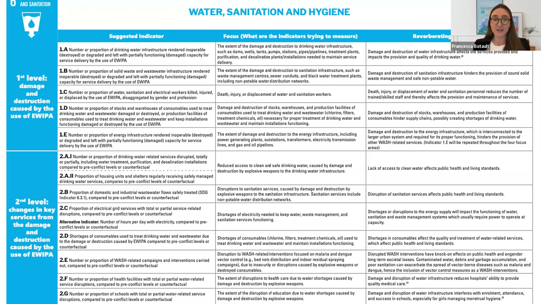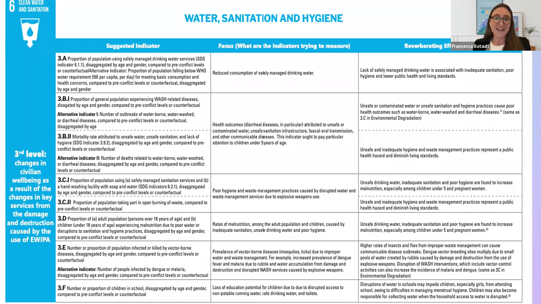For instance, as you can see in the case of indicator 2C here, when seeking to measure shortages of electricity needed to keep water and sanitation services functioning, one could easily measure the proportion of the electrical grid that is facing total or partial service-related disruptions, or simply measure the number of hours per day with electricity and compare use to the pre-conflict levels. Next slide, please.